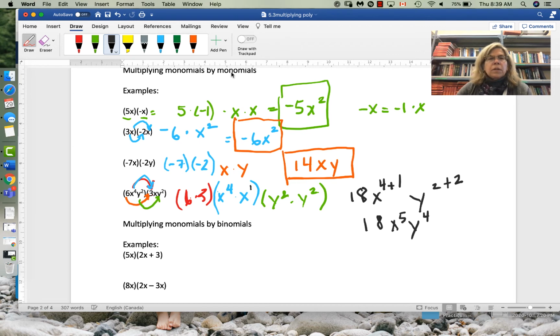And then what's the degree of this? Well, the highest power of x here is 5, and the highest power of y here is 4, and so the degree is 9.